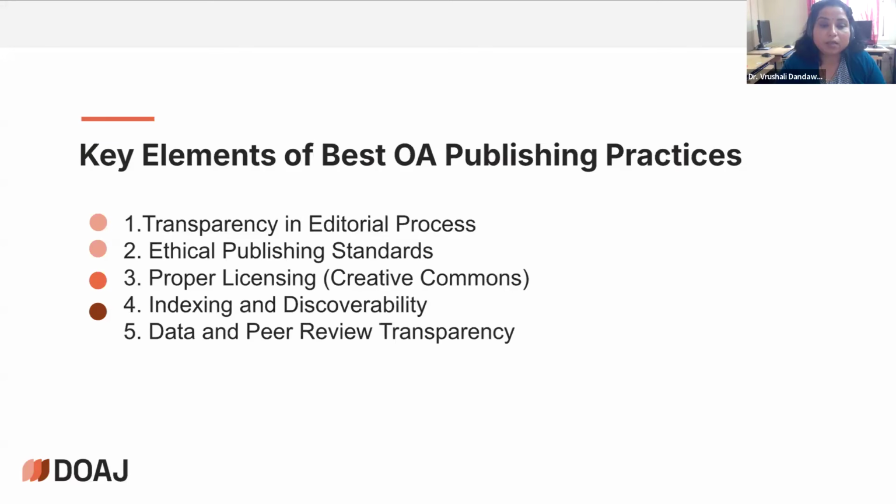So I already said that there should be transparency in the editorial process, ethical publishing standards should be followed, and proper licensing, use of Creative Commons, should be there. Then indexing: the journal should be indexed in a good platform, so that it is discoverable. You can index in DOAJ, Scopus, Web of Science. And there should be peer review, and data transparency should be available.